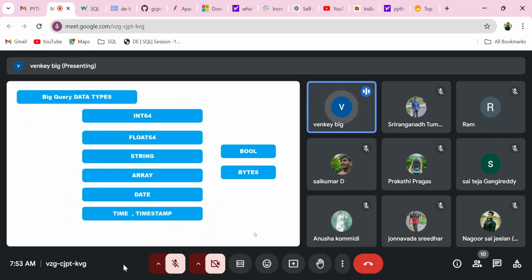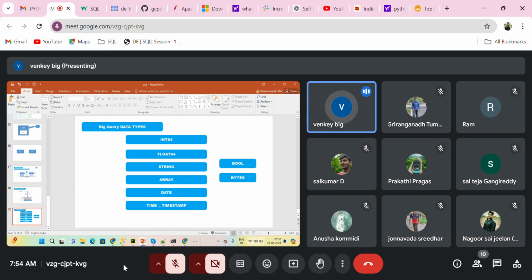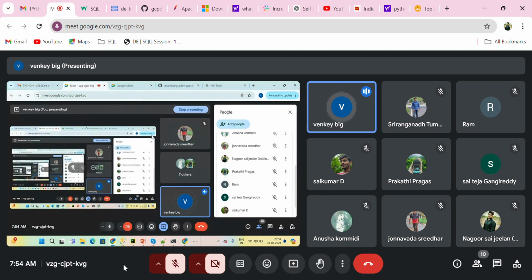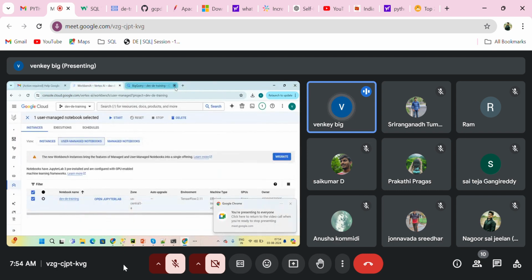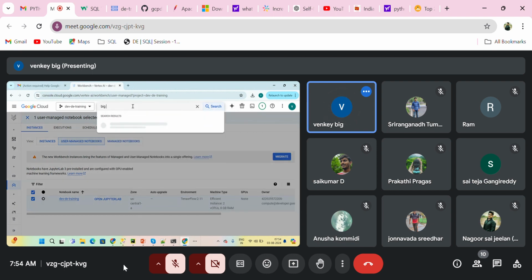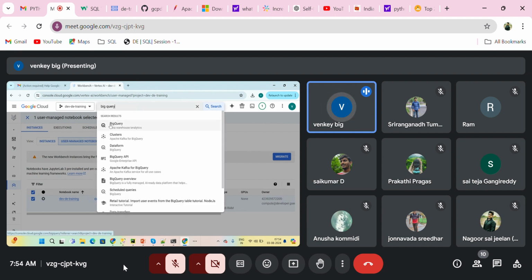Fine. So let us understand quickly before going to data types. I will just show you where we can go and check our BigQuery in Google, in our Google project. So let us try to quickly see that. Okay, so this is our project, right? Here, if you just type BigQuery, you will get a service called BigQuery Data Warehouse Analytics.